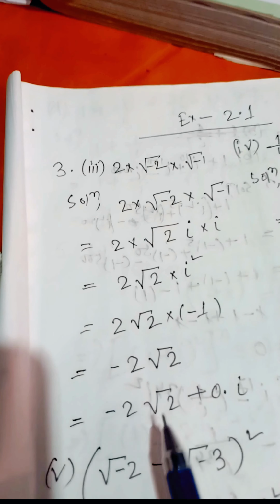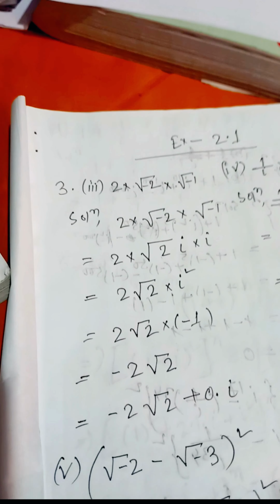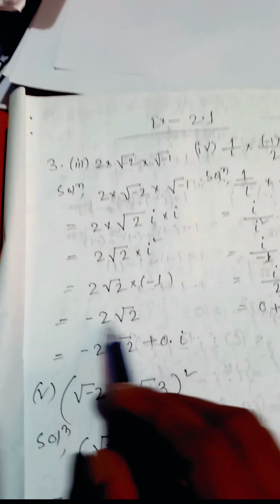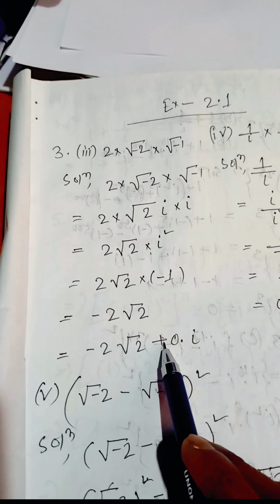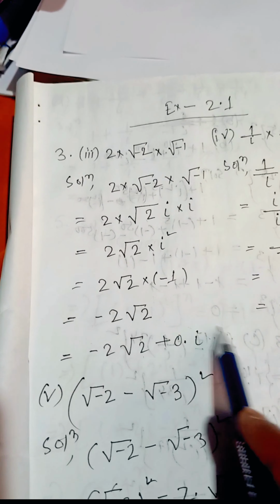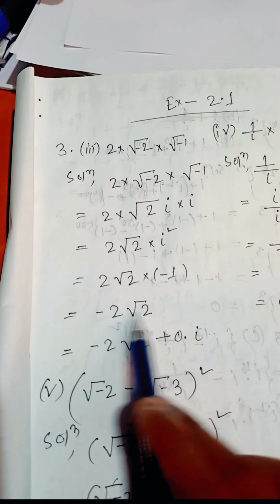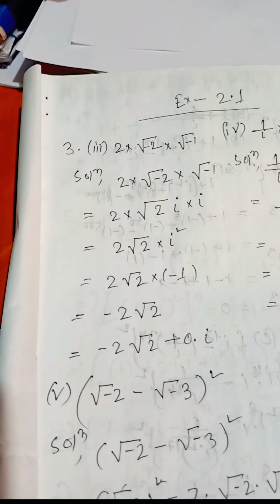Now we should find out the complex number. It has a real part, so the complex number is minus 2 under root 2 plus 0 into iota. This is the form of a complex number, because this is the imaginary part and this is the real part.